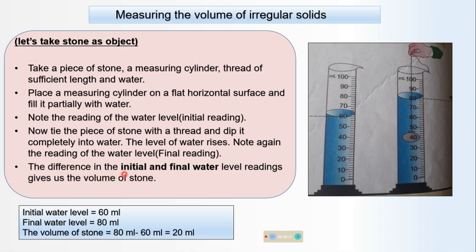The difference in the initial and final water level readings gives us the volume of the stone. Volume of stone is equal to final water level minus initial water level. It is 20 ml in this case.